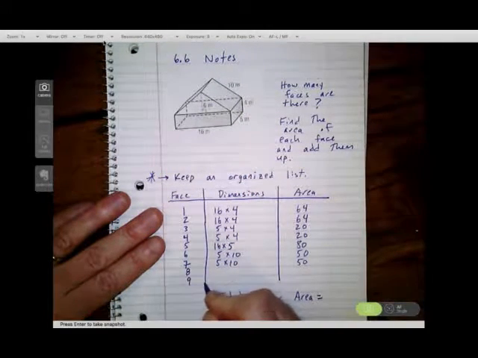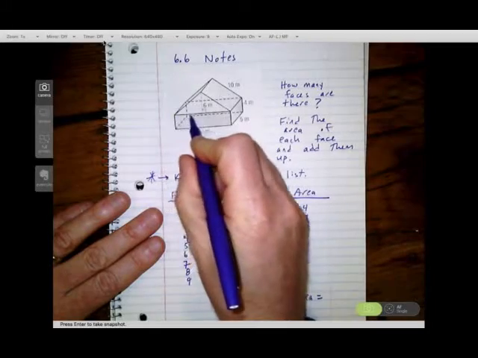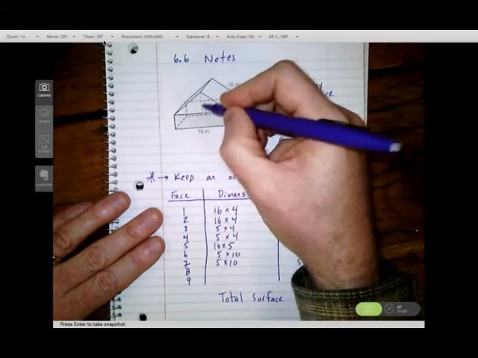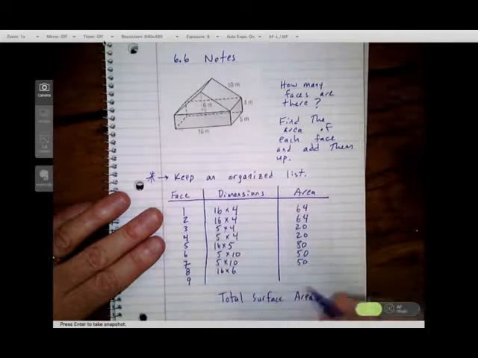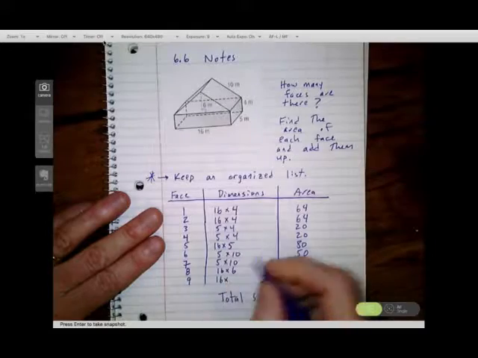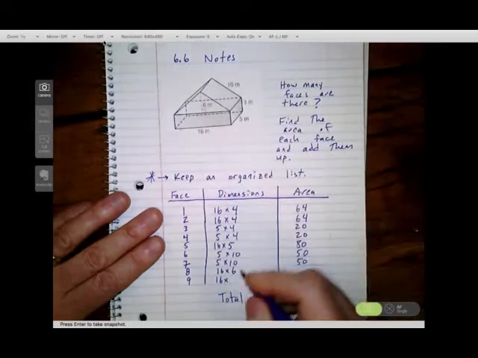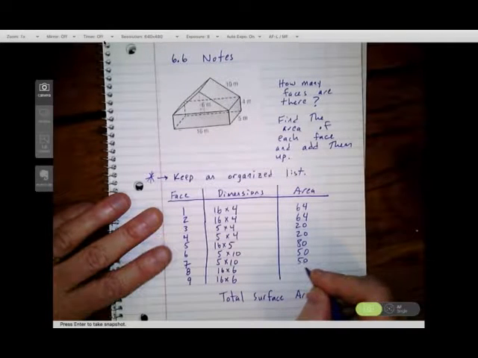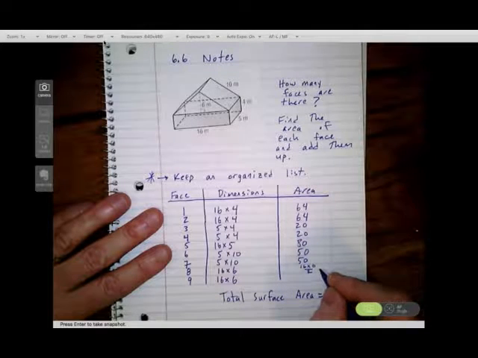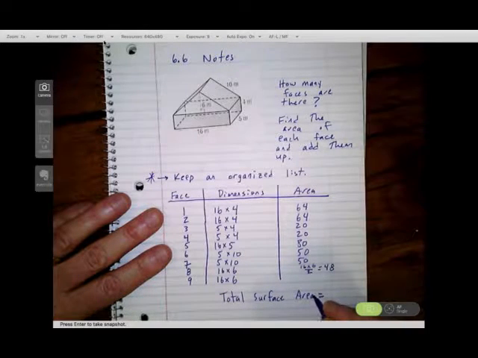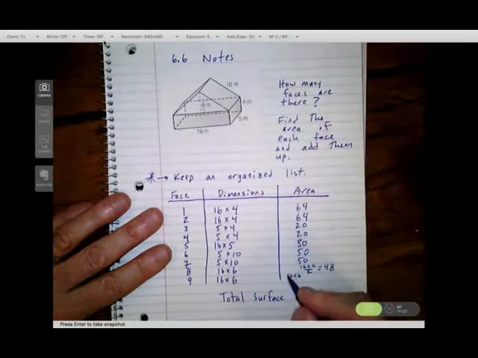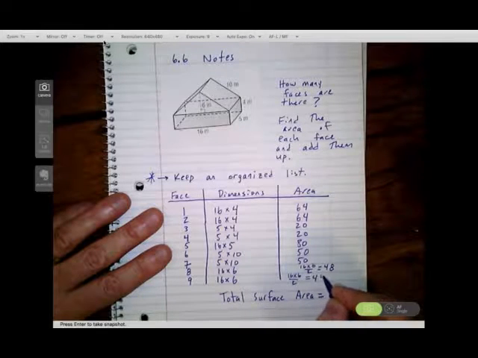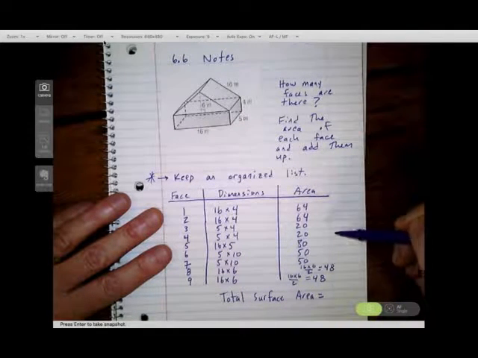So face 8 and face 9 are triangles. Their dimensions are 16 across the base by 6 meters tall. So 16 by 6, not 16 times 6. 16 meters across the bottom, 6 meters tall. Now their area, remember, is 16 times 6 divided by 2, which is 48. This one's the same thing, 16 times 6, the base of the triangle times the height of the triangle divided by 2, which is also 48. So now I have 9 areas to add up.